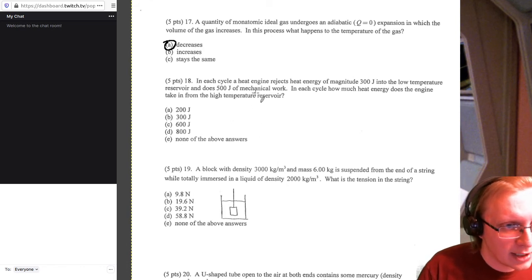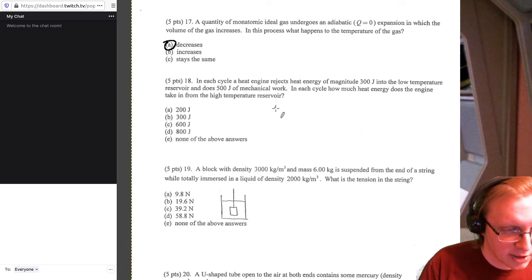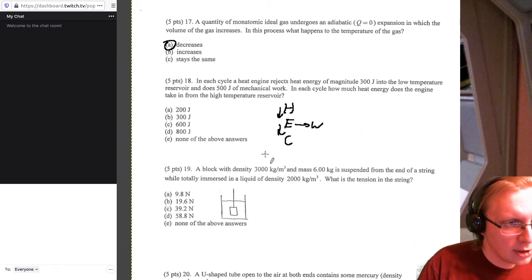In each cycle, a heat engine rejects heat energy of magnitude 300 joules into the low temperature reservoir and does 500 joules of work. In each cycle, how much heat energy does the engine take from the hot side of the reservoir? All right, so we have the hot side, the engine, the cold side, and it does work. So energy comes in, some energy goes out as work, some energy goes into the cold.